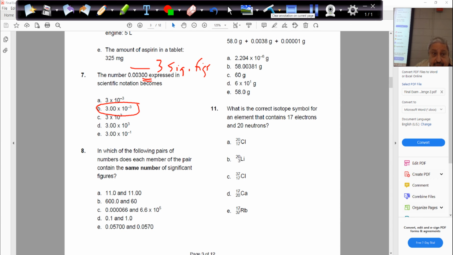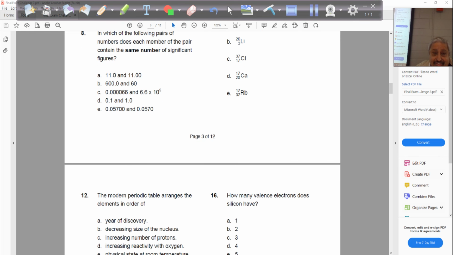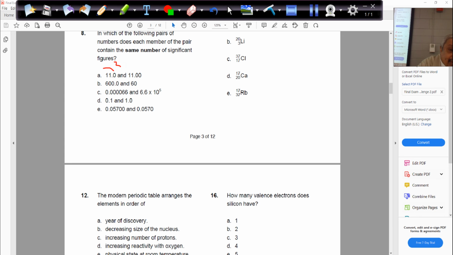8. In which of the following pairs of numbers does each member of the pair contain the same number of sig figs? This one was in the exam as well, but one of the quizzes, and some students did not get it correct. So you tell me, look at those pairs and tell me which one contains the same number of sig figs. The first one, can we eliminate? Is it correct or not correct? The first one, guys. So this is 3. This is 4. So this is out.